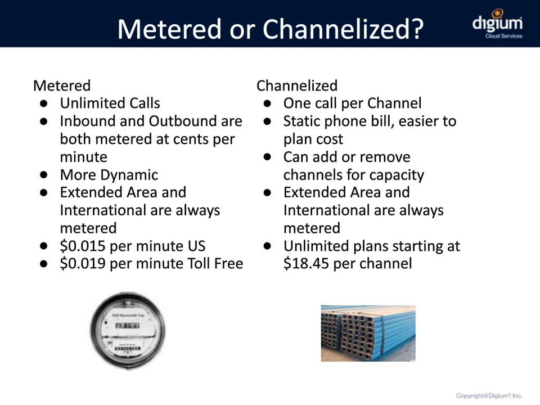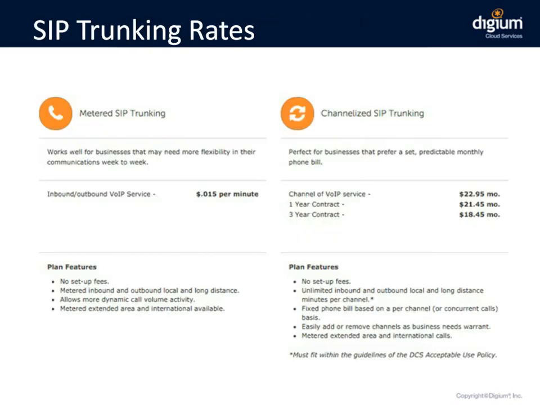You can add and remove those channels for capacity in minutes. Extended area and international calling are always metered, and then again, unlimited plans start at $18.45 per channel. And then here are the rates. We have $0.015 per minute for metered, and for channelized, we start at $18.45 for a 3-year contract. But if you want month-to-month service, it's $22.95 per channel. And again, no setup fees with those as well. You just pay the monthly fee.